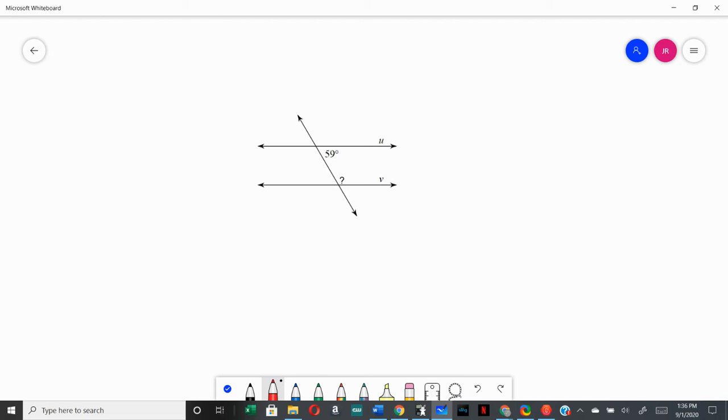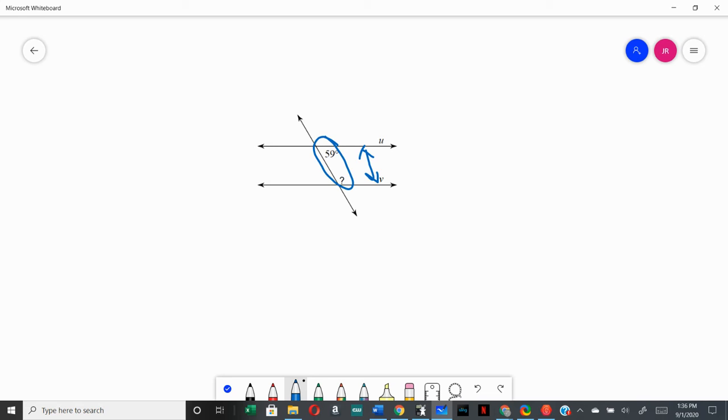So let's take a look at this one. First thing I'm going to do is identify the relationship. These two are both interior angles. Interior means they're in between, right here, these two parallel lines. So they're consecutive interior angles. If you watch that video, consecutive interior angles are always supplementary.